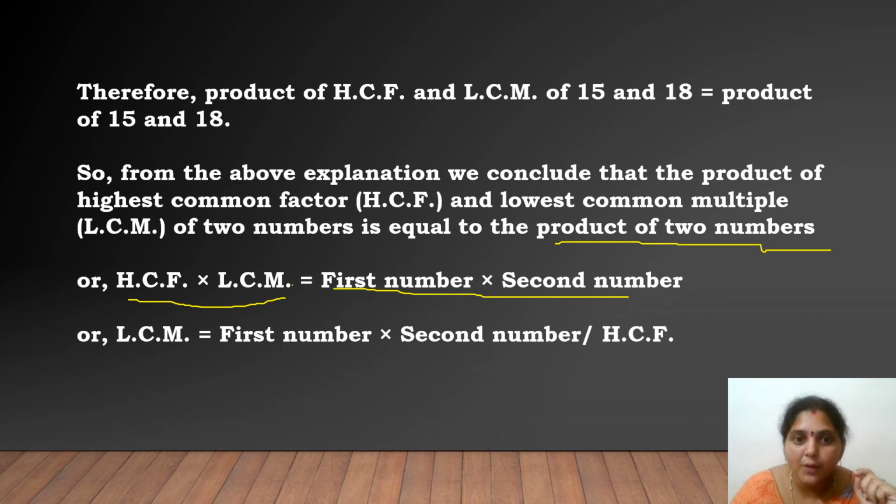If you want to find only LCM, what is the formula for finding LCM? You will multiply the two numbers, first number and second number, and that will be divided by our HCF. We have to find HCF. For finding LCM, we don't know what LCM is, so we have to multiply the first number into the second number, and that should be divided by our HCF.